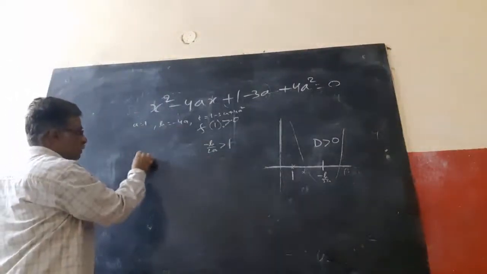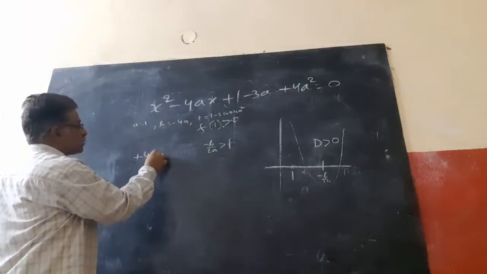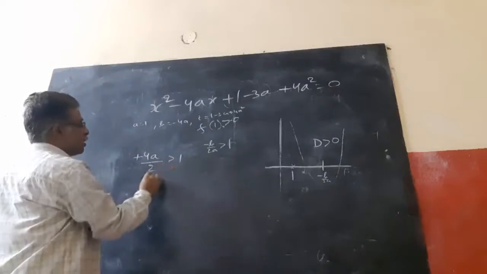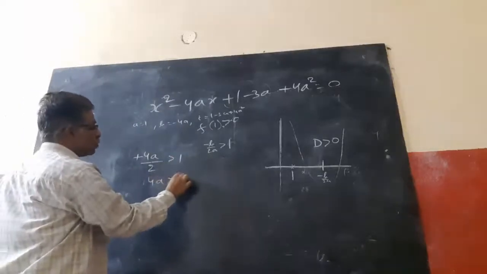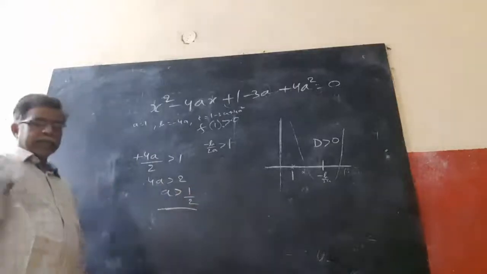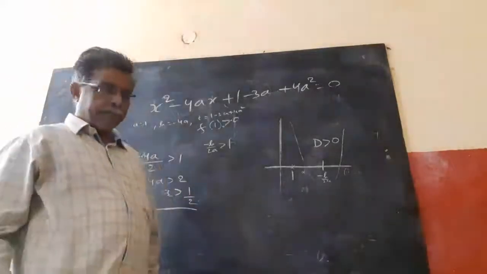What is minus b by 2a? Minus of minus 4a by 2 into 1, that is 2a, greater than 1. Means 4a greater than 2, so a is greater than 1 by 2. First and foremost thing, a must be greater than 1 by 2.